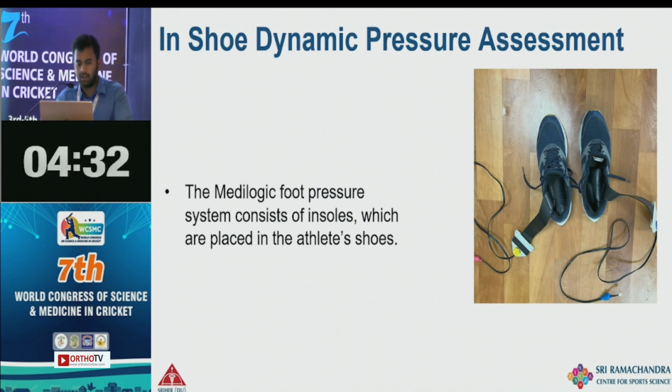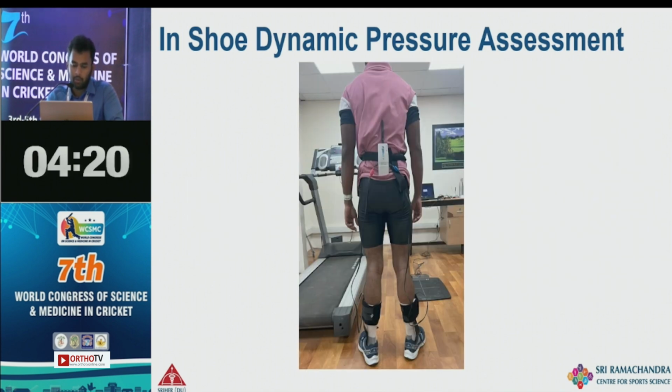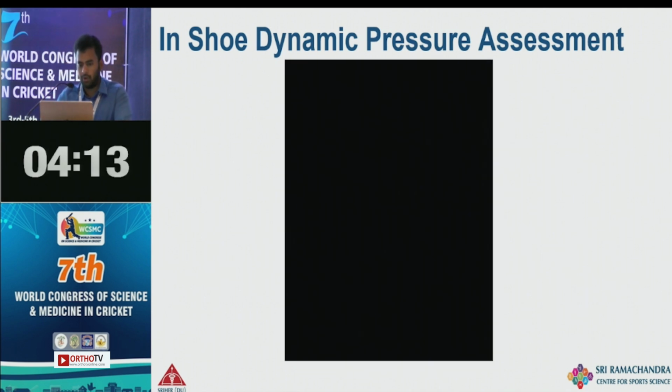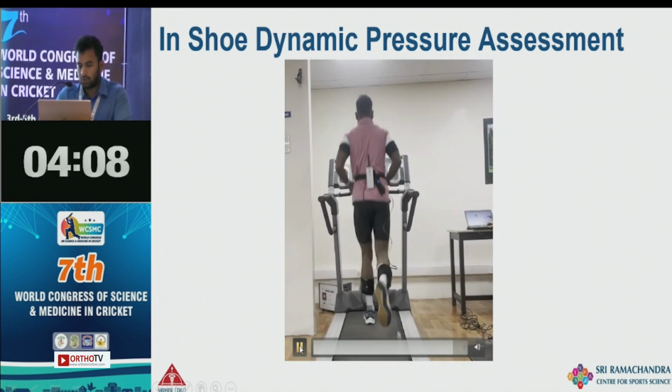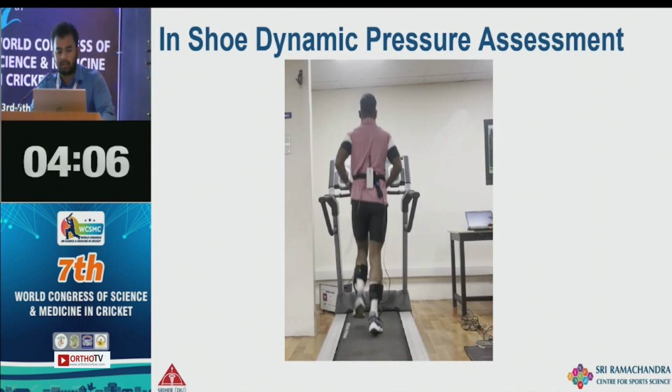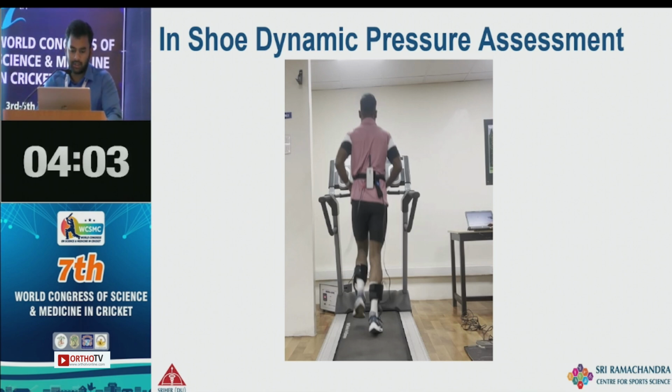After the static pressure is assessed, we do an in-shoe dynamic pressure assessment. The insoles are placed inside the athlete's shoe. It's secured to the ankle and connected to the modem, which is secured at the hip. So the athlete runs on a treadmill, and we assess the gait as well as the plantar pressure dynamically.